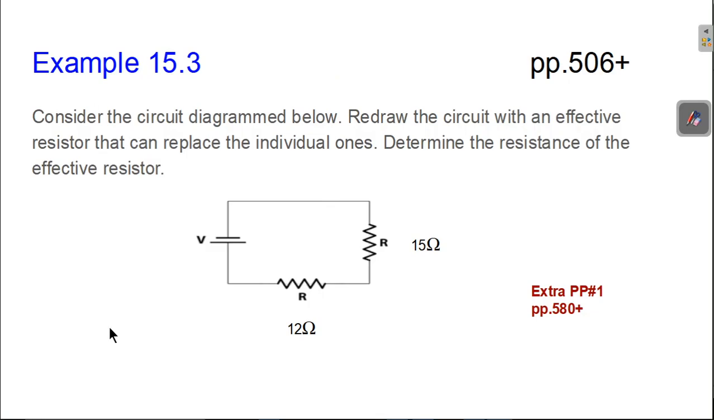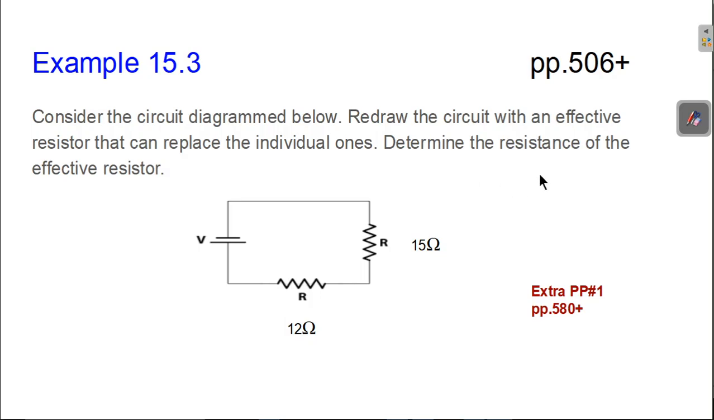Let's see how we put all of this together. And it's not as complicated as it sounds because it's adding in fractions. It's not complicated. But the first example that makes you use this kind of knowledge is on page 506. It says, consider the circuit diagram below. So here you have your circuit, you have your series right here with resistors. They give you the resistance for each resistor. It says redraw the circuit with an effective resistor, so it's just one, that can replace the individual ones. Determine the resistance of this effective resistor.